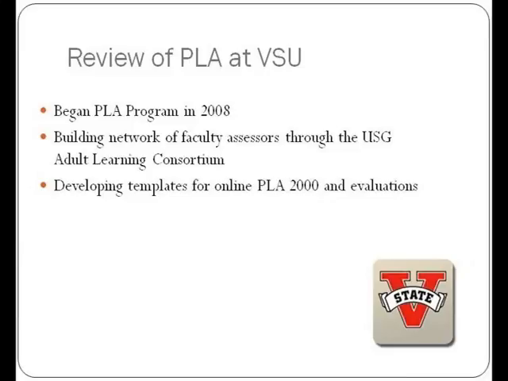that would give us a little bit more range of expertise so that there might be faculty at other institutions who could evaluate knowledge, skills, and abilities that we don't have covered with the faculty assessors at Valdosta State. And finally, the current thing we're working on is developing templates to run the PLA 2000 online so that a student from any of the consortium institutions can take that course, and the evaluations can be done with a student in one location and the faculty assessor in another. So that's our current focus.